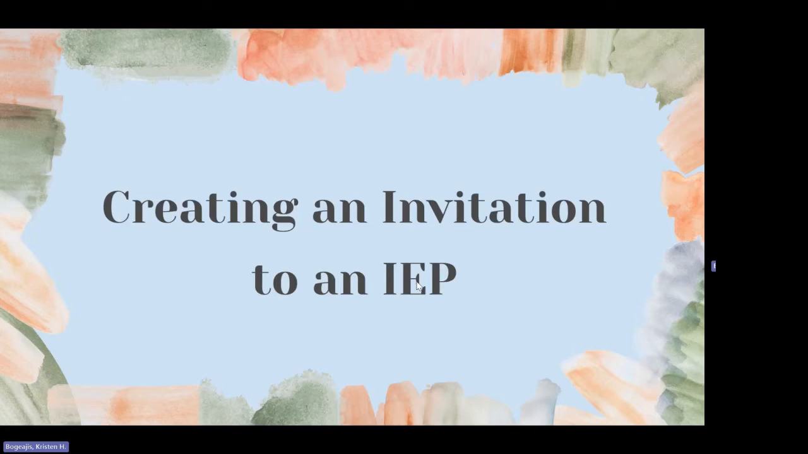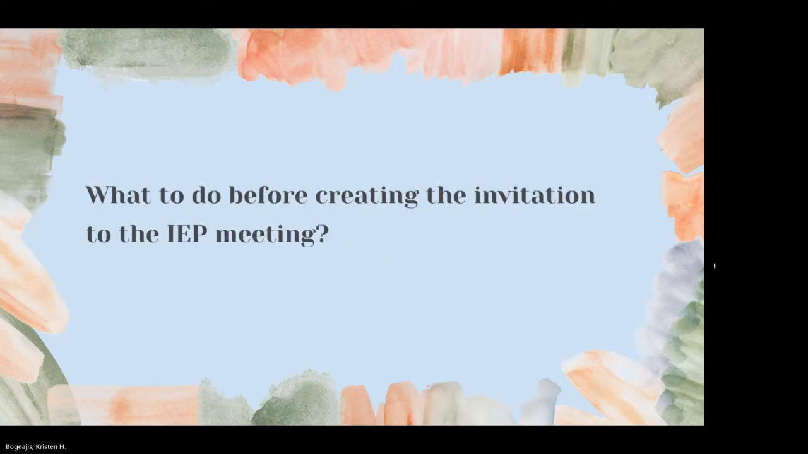Okay, so we're going to start by talking about creating an invitation to an IEP meeting. What do you do before creating the invitation to an IEP meeting? Well, before creating the invitation, you want to go ahead and verify that date with all of the required members of the IEP team. So your required members are going to be your LEA, your general education teacher, interpreter of results, and the special education teacher. So all of those people have to be present during the meeting. And you also want to verify the date with the parent or guardian.